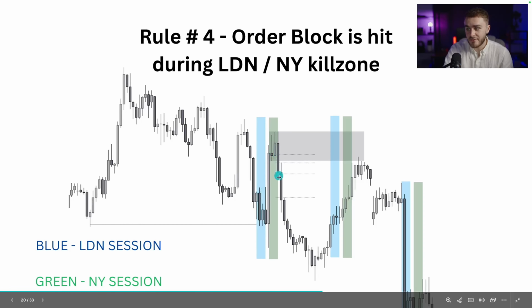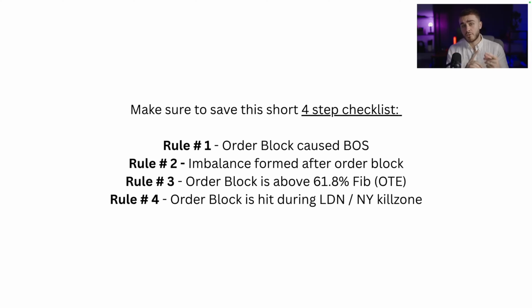And we're going to get into a few examples of how to actually look for that as well. So just to save this short 4-step checklist and take a note of this. Rule number 1, order block caused a break of structure. Rule number 2, an imbalance formed after the order block. Rule number 3, order block is formed above 61.8% fib retracement. And then finally, number 4, order block is hit or even created during London and New York's kill zone as well.